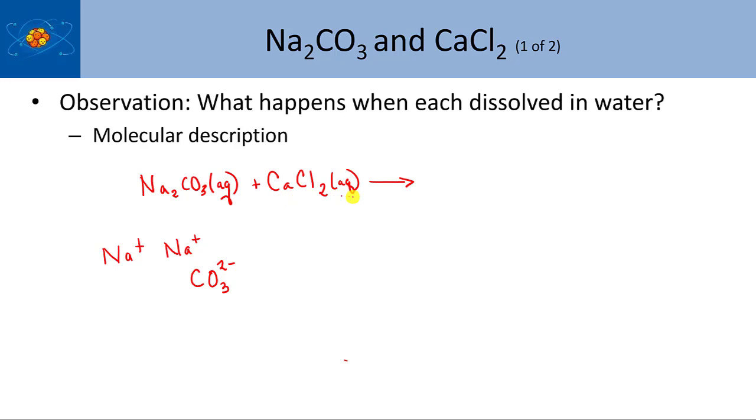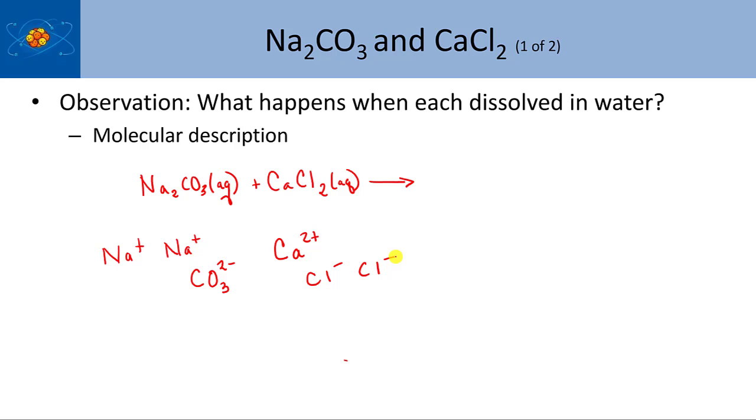And then in my calcium chloride, what I did is I got calcium ions and I got some chloride ions like this. Right? So that's what happened. This is actually what the solution looks like when it was mixed. There's just a bunch of ions floating around. Now the question is, what are the possible products that can form from this?